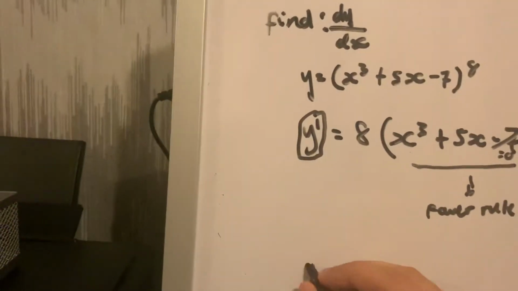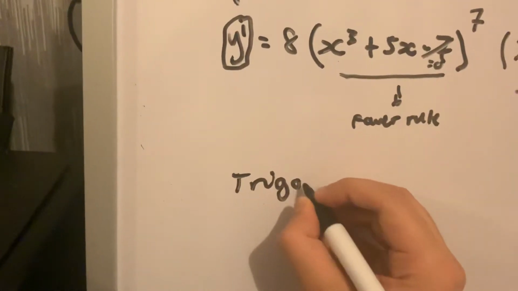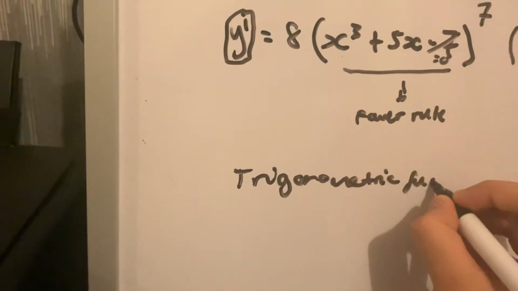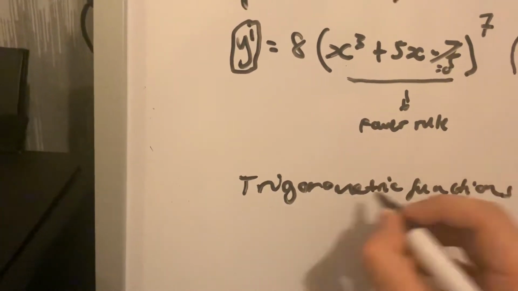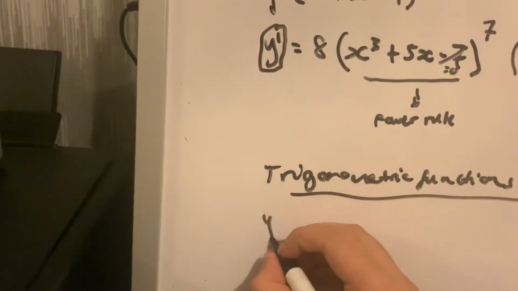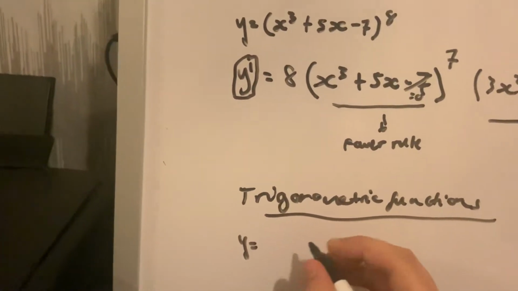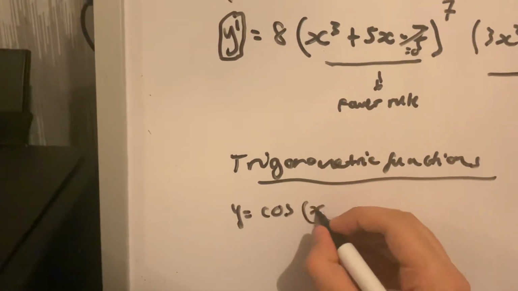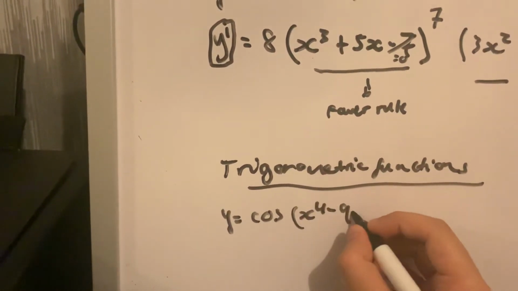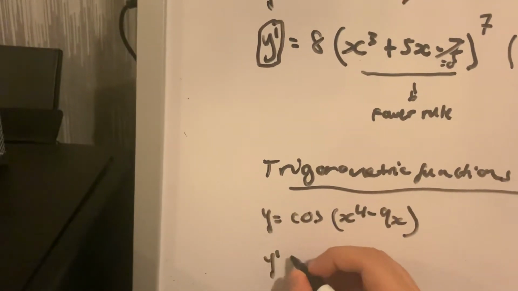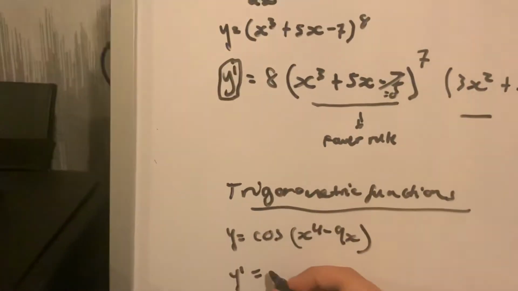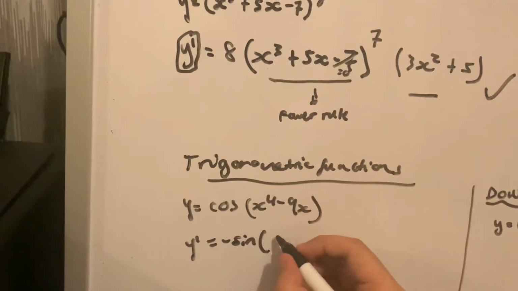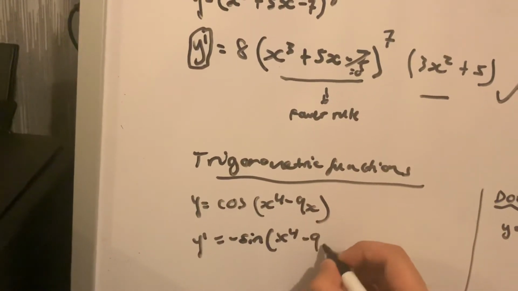Now let's look at trigonometric functions. Y equals cos. Okay, so the derivative of cos is minus sine. You keep the inside the same, x to the power 4 minus 9x.